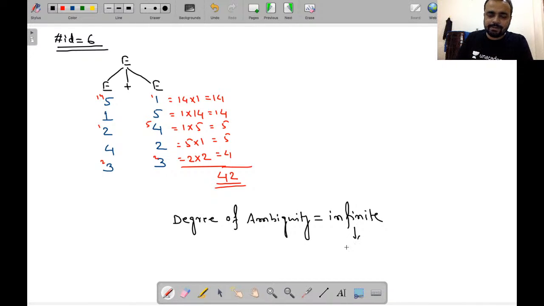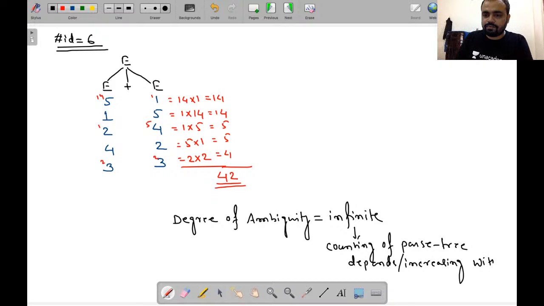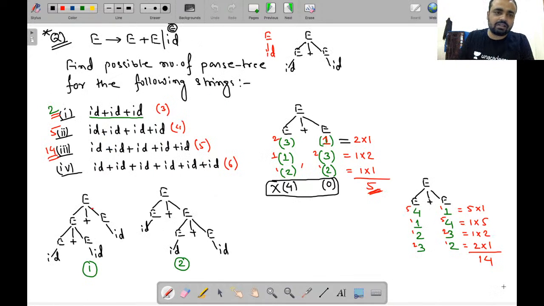Why we are saying infinite? Because counting of parse trees depends, or you can say increasing, with the size of the string. Are you getting my point? With the size of string. भाई अगर हम लोगों ने एक साइज लिया तो एक पास ट्री है, 2 लिया तो फिर भी एक है, 3 लिया तो कितना आ रहा था, ठीक है ना. जब हम लोगों ने 3 कंसीडर किया तो 2 है, 4 कंसीडर किया तो 5 है, 5 कंसीडर किया तो 14 है, और 6 कंसीडर किया तो 42 है. इसके अलावा नेक्स्ट में हम लोग जाएंगे, ऐसे ये बढ़ता चला जाएगा.